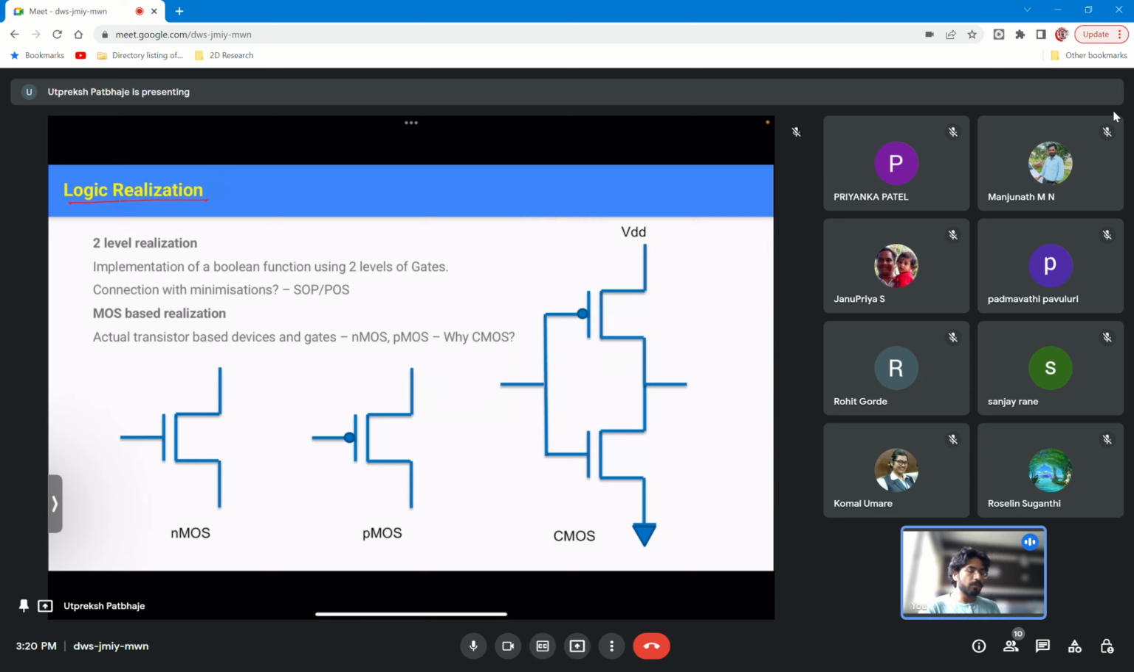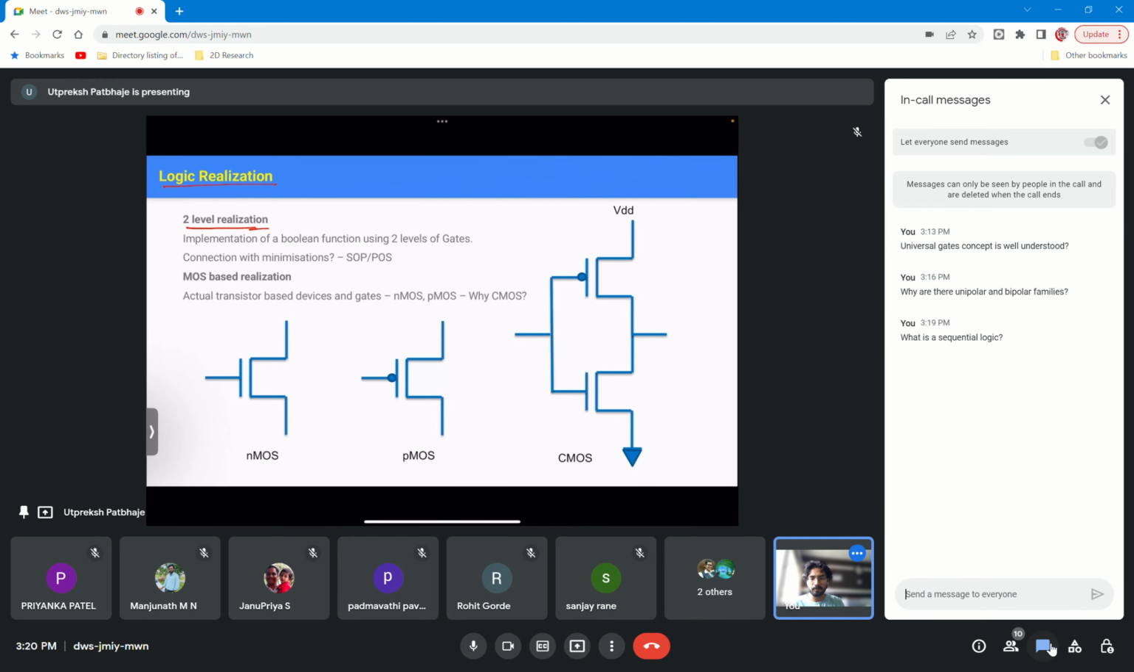So now we know that we have our basic gates, we have some universal gates to realize these logic functions. Now the most common kind of realization is a two-level realization. Might I ask why this is a two-level realization and why is it popular? I have already written it in this slide, but I want to hear it from you guys. So why is a two-level logic realization quite popular?